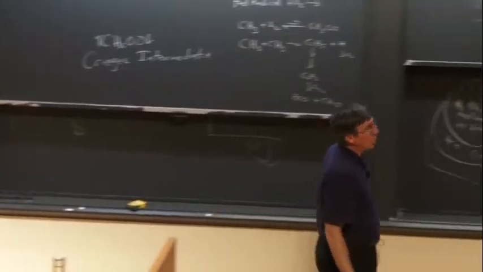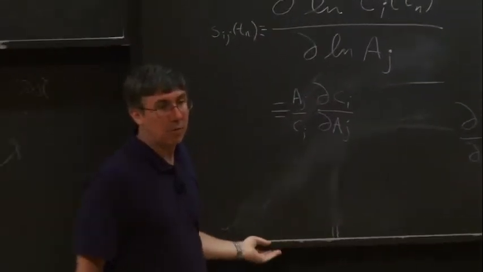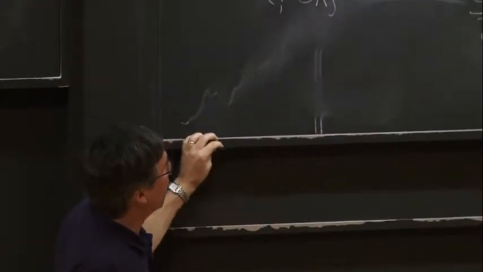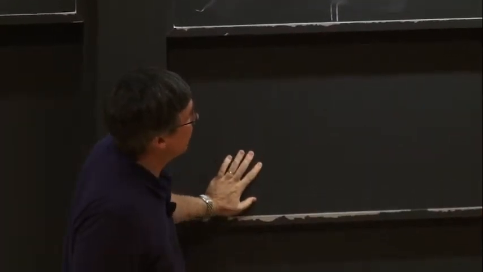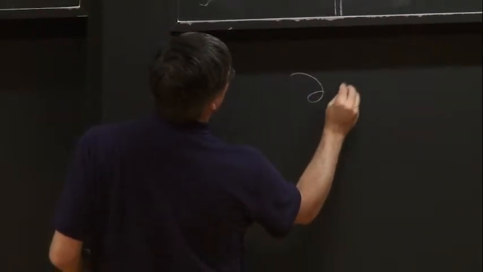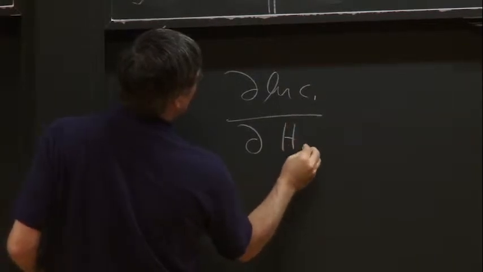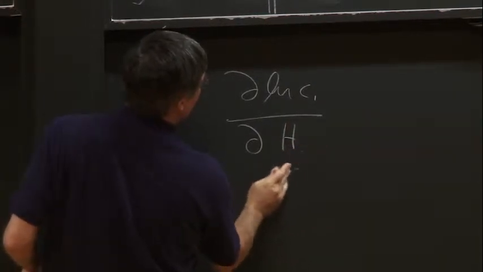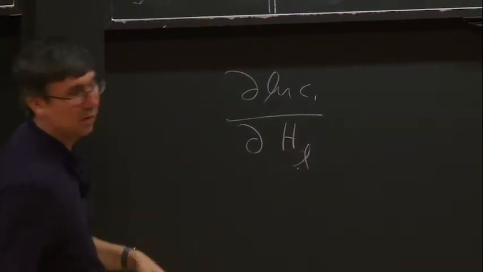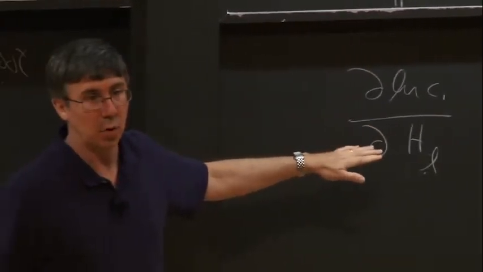Now, most of the parameters in your model are the rate coefficients, the Aj's, but they're not the only ones. It's very important to also do sensitivities to the thermochemistry. So another really good one to do is d logarithm of Ci over d the enthalpy of species L. So this is a different kind of sensitivity. It's how it's sensitive to thermochemistry.